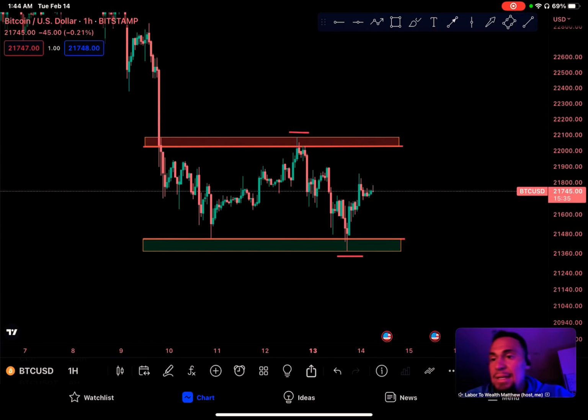Okay, CPI data comes out today. We're going to get that volatility spike, whether we come to the very top of the range or to the bottom. We're going to be buying the supports and selling the resistances, and we're going to make sure we have stop losses set before we enter the market. That way, if those stop losses do get triggered, we're only losing a percentage of our capital instead of a big chunk of our capital.